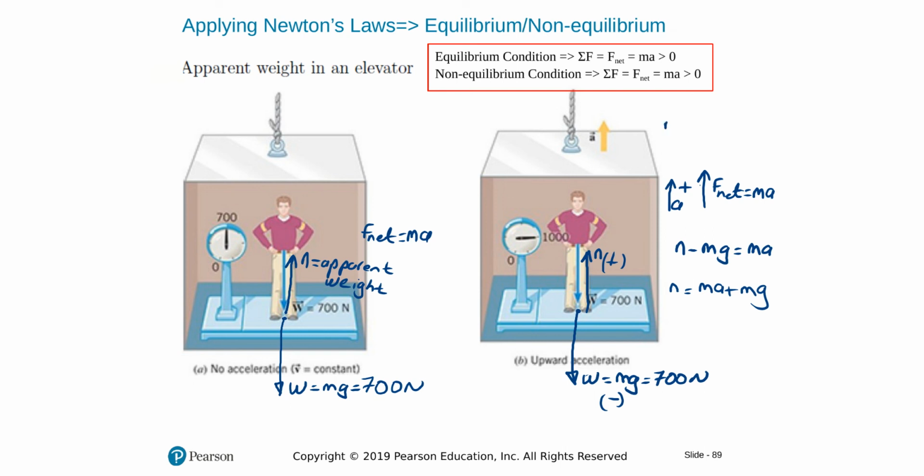700 newtons corresponds to about mass of 70 kilograms approximately. Let's say acceleration is equal to 2 meters per second squared. We can actually solve for that, and N will be equal to 70 kilograms times 2 meters per second squared plus mg, which is about 700 newtons. We'll just take that, and we'll see that that's about 840 newtons. Now, as we see, N here, normal force, is larger than mg.